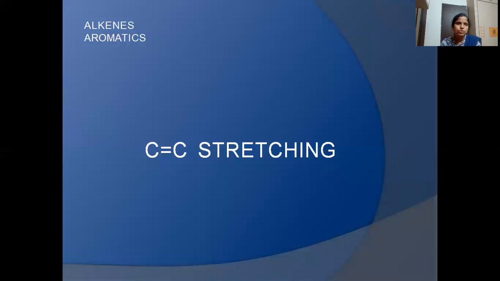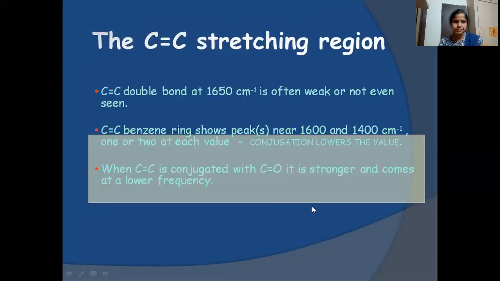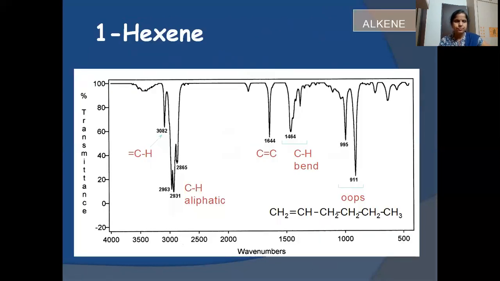Now we'll go to the next stretching vibrations, that is C double bond C. C double bond C we can find in alkenes as well as aromatic groups. The region is from 1550 to 1650. As an example we'll take hexene. Again, this also we covered in our last class.